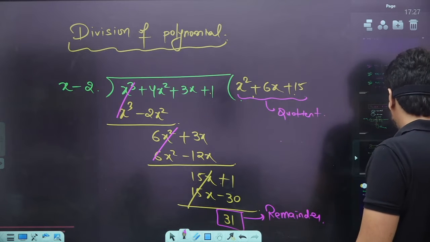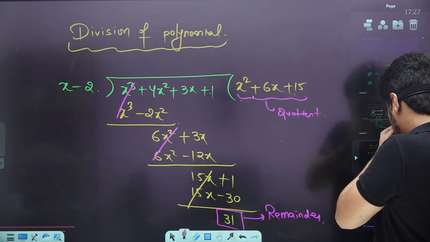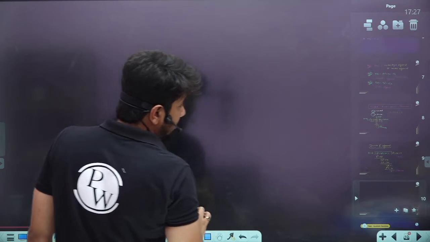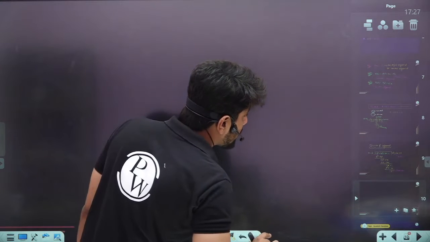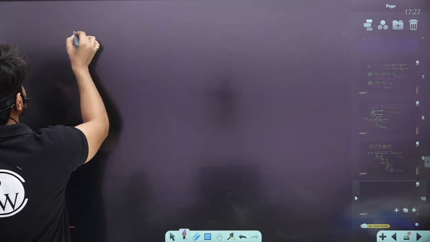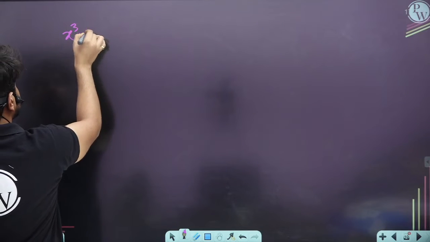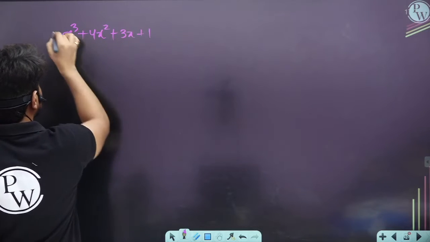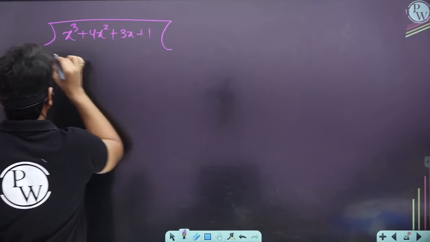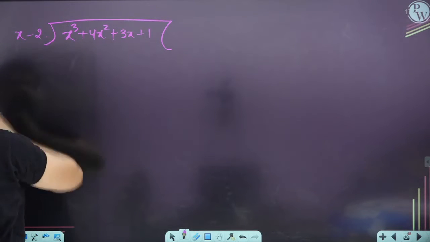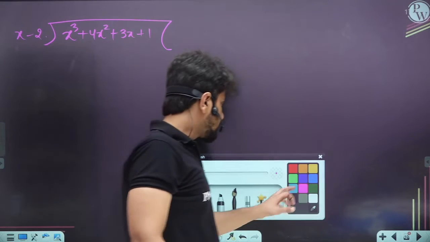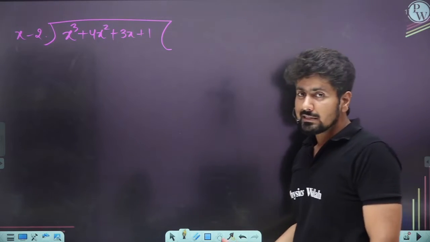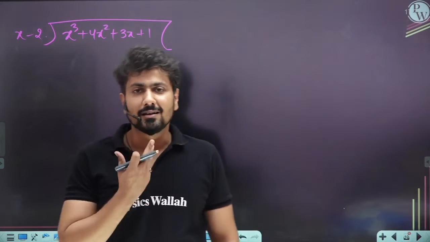This is my question. Okay, now see, the question was I am dividing x cube plus 4x square plus 3x plus 1 by x minus 2, right? This was the question. And what was the question basically? I need to find the remainder.